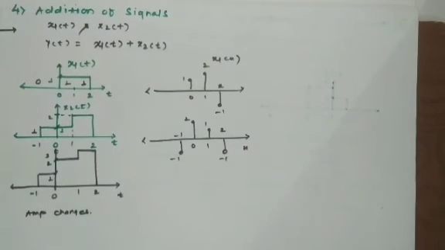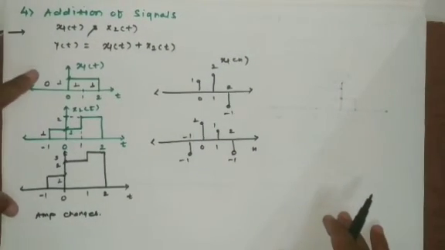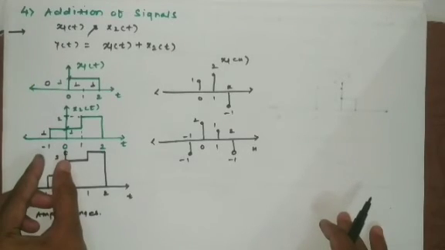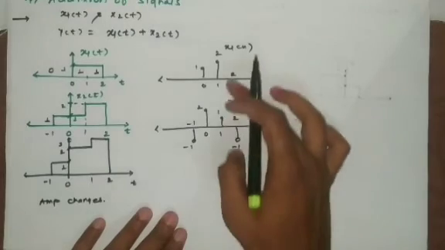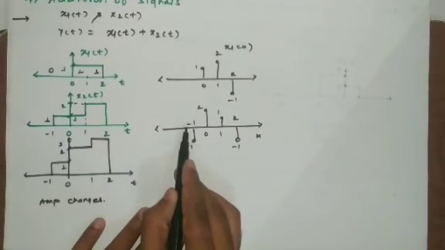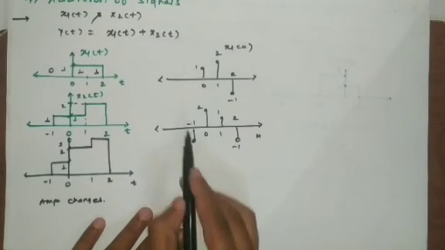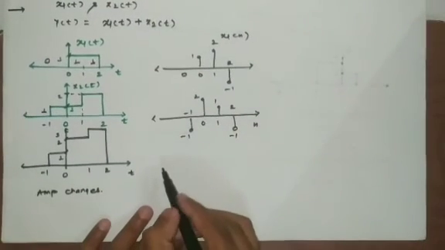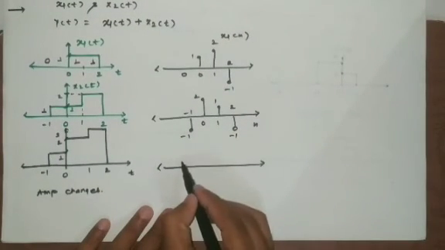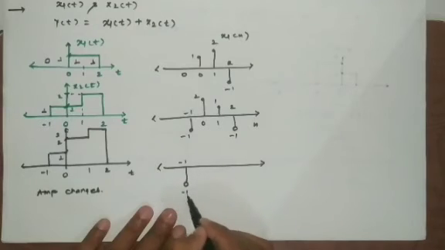Now we have to add these two signals. Remember, in case of continuous time signal, we have to take the range because they are continuous in nature. In case of discrete, we have to take the sample. So let us start with the minimum sample. This is minus 1. Here it is minus 1. Here it is not defined. That means amplitude is 0. So add 0 with minus 1. We'll get for minus 1, the amplitude is minus 1.